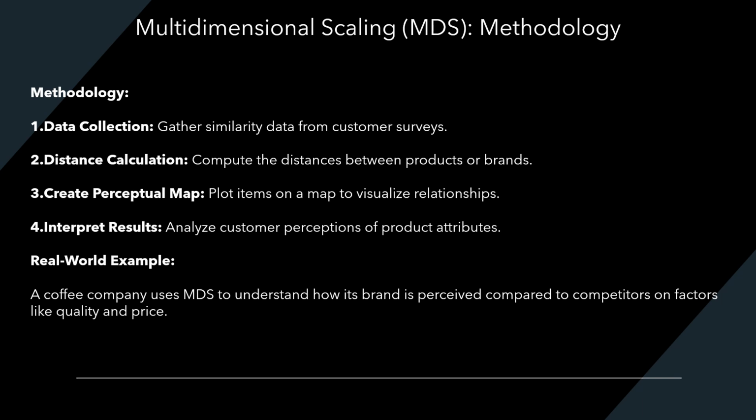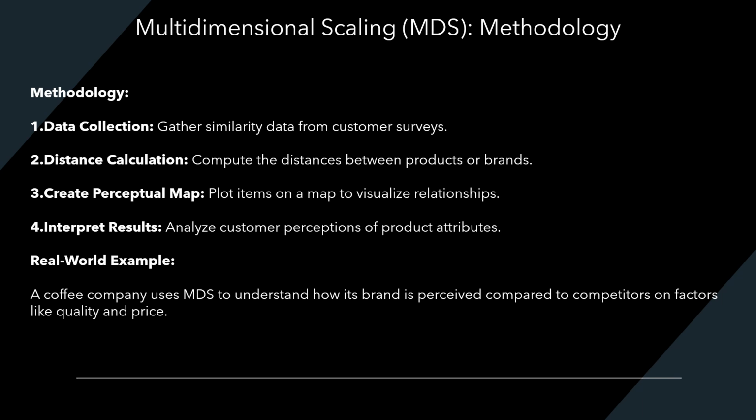Here, the process of conducting MDS analysis involves methodologies like data collection, distance calculation, creating a perceptual map, and interpreting results. So, after collecting data on how customers perceive the similarity or dissimilarity between different products or brands, this data is typically gathered through surveys or focus groups. Once you have the similarity data, the next step is to calculate the distances between items, which represents how closely related they are in the minds of consumers.